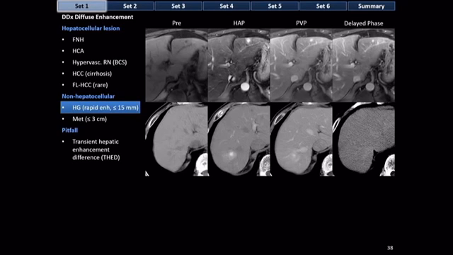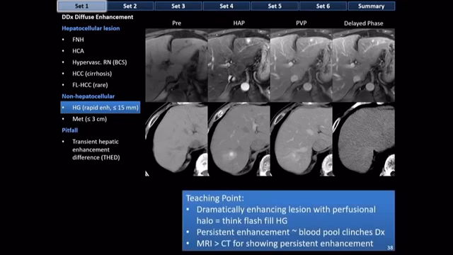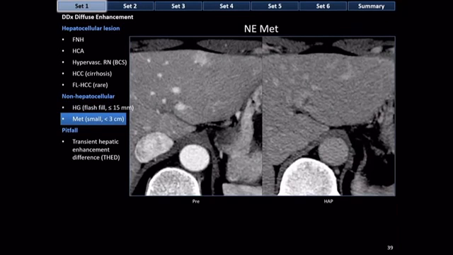I would just simply say this is a hemangioma, period. But this perfusional halo can be helpful, especially on CT, where it's difficult to see the retention of the contrast on the delayed images. Okay, I mentioned that no large metastasis would ever dare to be homogeneous, but small metastases can be homogeneous because they're not big enough to be necrotic or ischemic.